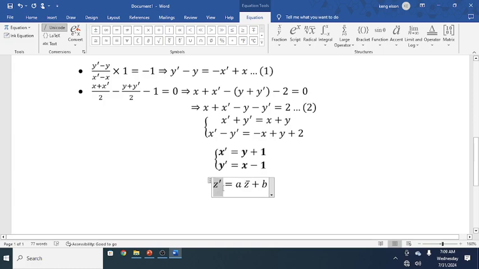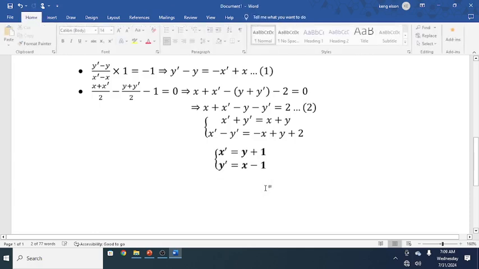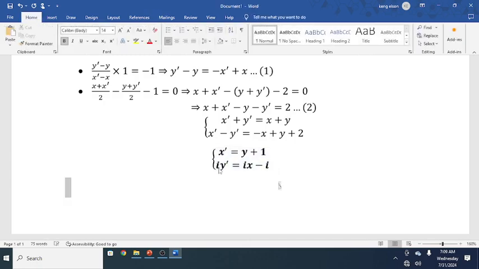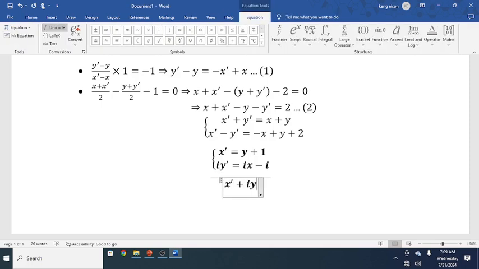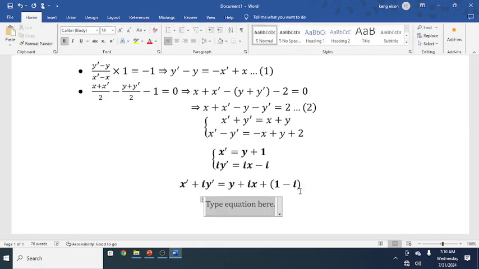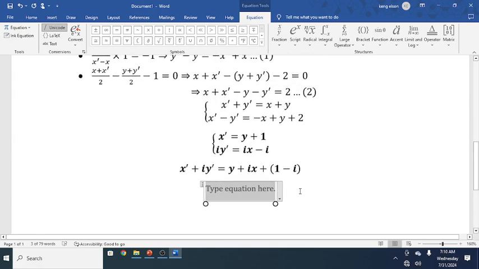Alright, so to have x prime plus iy prime, I will start by multiplying my y prime here with an i. If I multiply with an i, we have i here, and then we have this. Then we add the two equations. When we add the two equations, we have x prime plus iy prime. This i is a complex number, not a vector. So x prime plus iy prime will be equal to y plus ix, then plus 1 minus i. I'm just going to keep this 1 minus i, then focus on y plus ix. I'm going to show you two methods which you can use here.